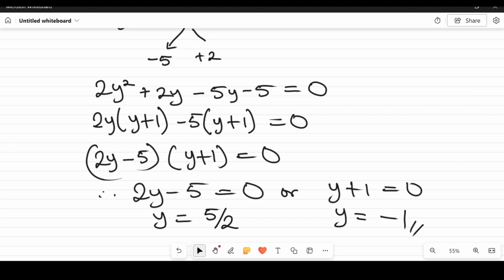Now we are putting the two values of y because our question gave us a quadratic equation. So therefore, we also have to obtain the two values of x. And to obtain the two values of x, we substitute y into equation 4.